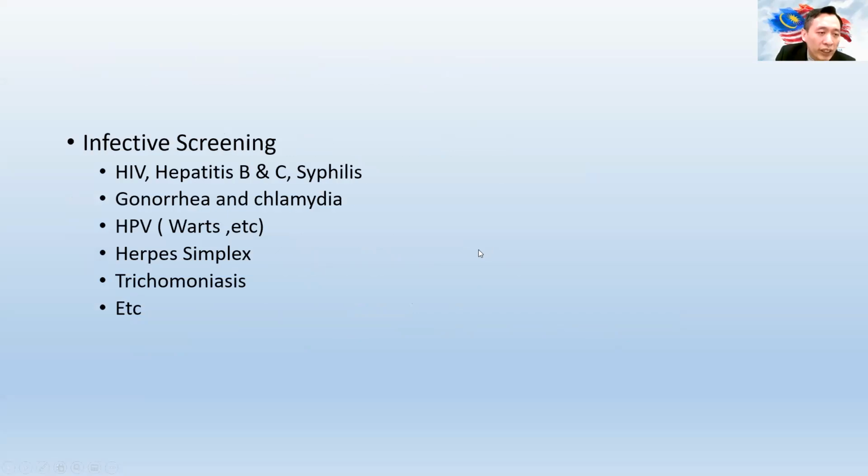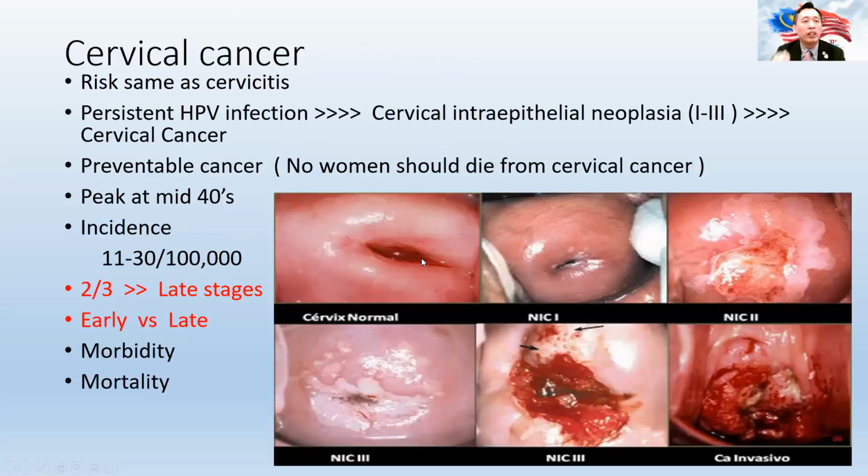Other than that, do an infective screening: HIV, hepatitis, syphilis, gonorrhea, chlamydia. Also, you can investigate for HPV warts, herpes simplex, and trichomoniasis. So for cervical cancer, the risk factors are the same as for cervicitis. Cervical cancer happens because of persistent human papillomavirus infection. This infection causes the cells in the cervical transformation zone to transform because they are active.